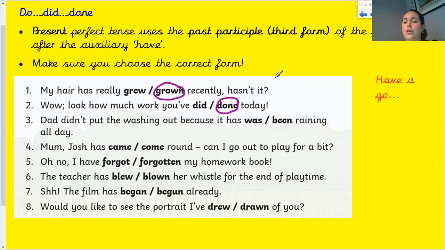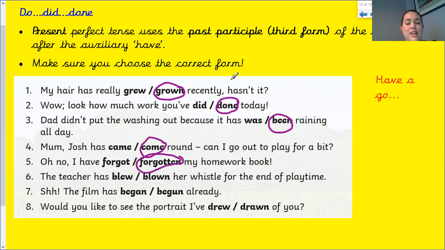Dad didn't put the washing out because it has, was, or been raining all day. Because it has was raining all day, or it has been raining all day. And the answer is clearly been, isn't it? Mum, Josh has came round, or Josh has come round. Can I go out to play for a bit? Josh has come round. Oh no, I must have forgot my homework book, or, oh no, I must have forgotten my homework book. The answer is forgotten.